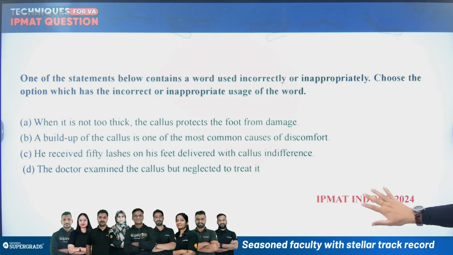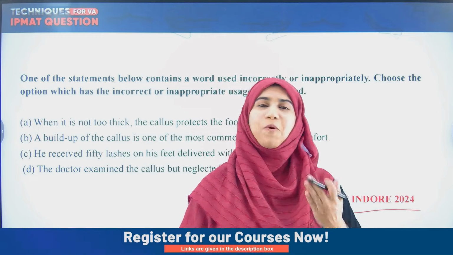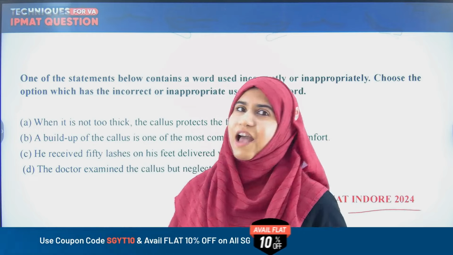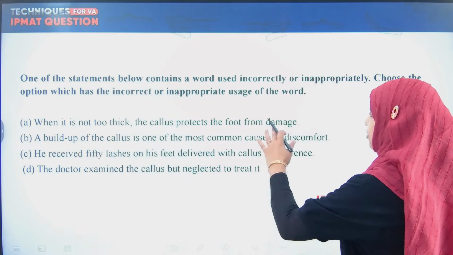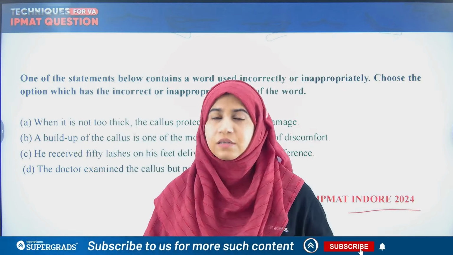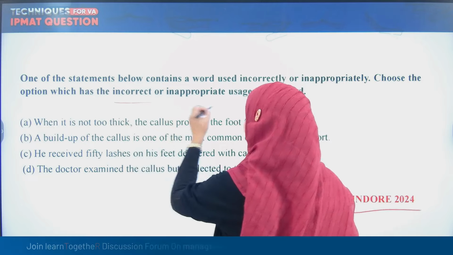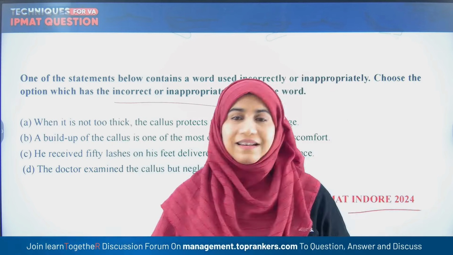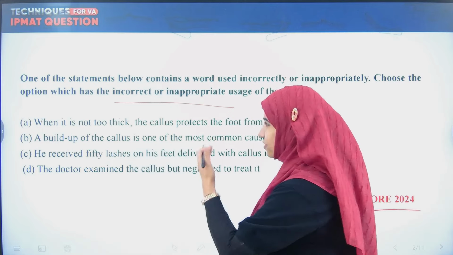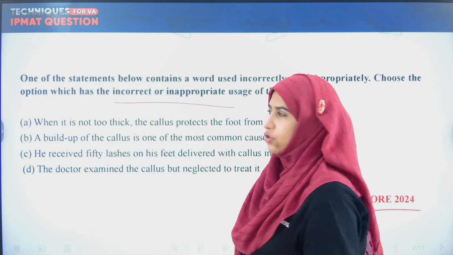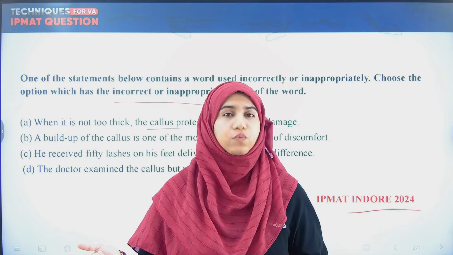सबसे पहले you can see that, this is a question of this year. IPMAT Indore 2024, the most recent paper that we had. I have picked up a question from that and read questions carefully. Now here, I think you're already aware of this. A word has been used in 4 sentences, and you have to select that sentence which uses the word incorrectly or inappropriately. Now, here, the word that they are using again and again obviously is the word in question, and that is callous. Now, what do I do if I don't know the meaning of this word?